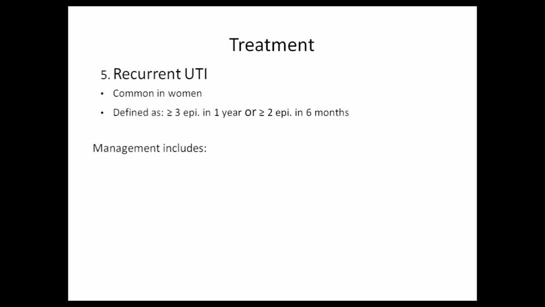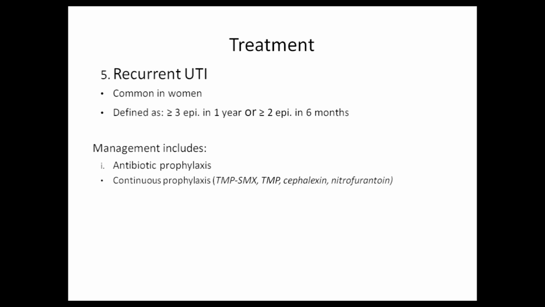The fifth one is recurrent UTI. It most commonly occurs in women, and by recurrent UTI we mean 3 or more episodes in 1 year, or 2 or more episodes in 6 months. Its management includes antibiotic prophylaxis as well as behavior modifications.